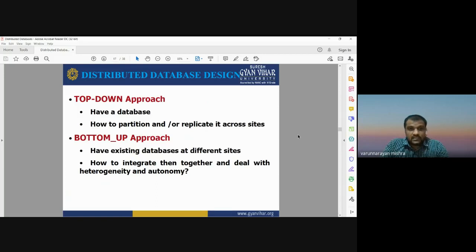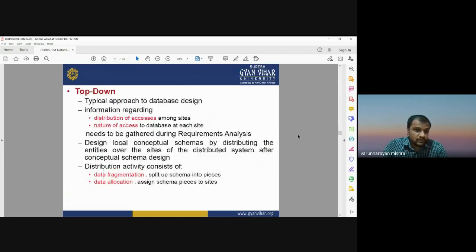So now we will see what the top down approach and the bottom up approach are for the designing of our distributed database. The top down approach is one of the conventional approaches to designing a database. In this approach, information regarding the distribution of access among the sites and the nature of access to the database at each site needs to be gathered during the requirements analysis, and it is designed as a local conceptual schema by distributing the entities over the sites of the distributed system after conceptual schema design. And the distribution activity consists of data fragmentation and data allocation.